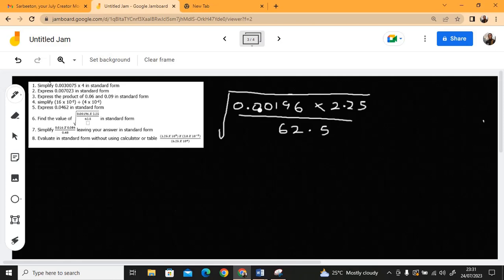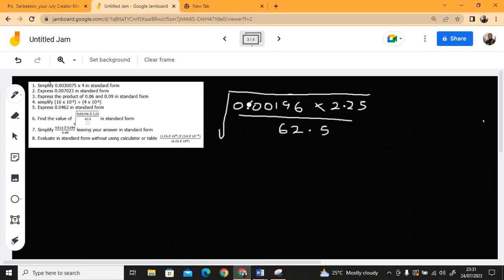Now what I tell my students is that you move these points to the last number. Don't make it in standard form here, it's going to give you problem. So I will advise you to move this point to the last number so that this thing can be a whole number. It will be easier for me to divide.